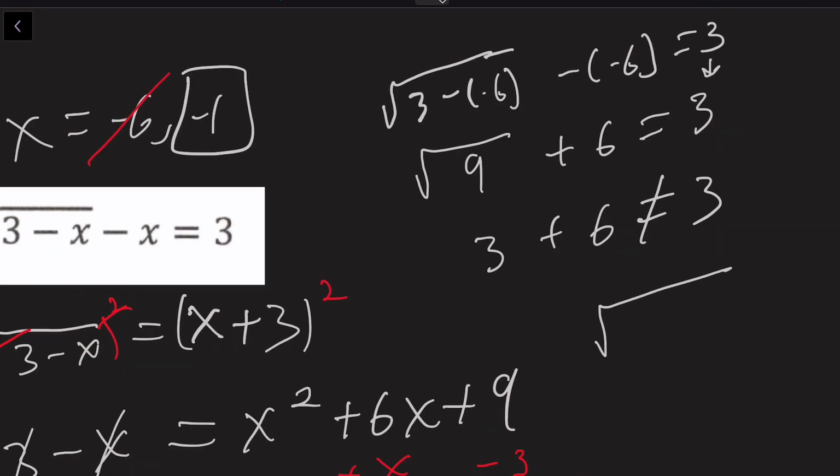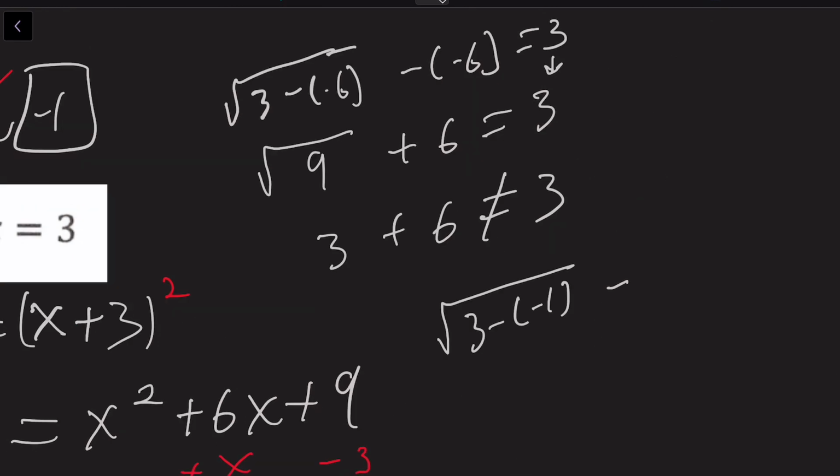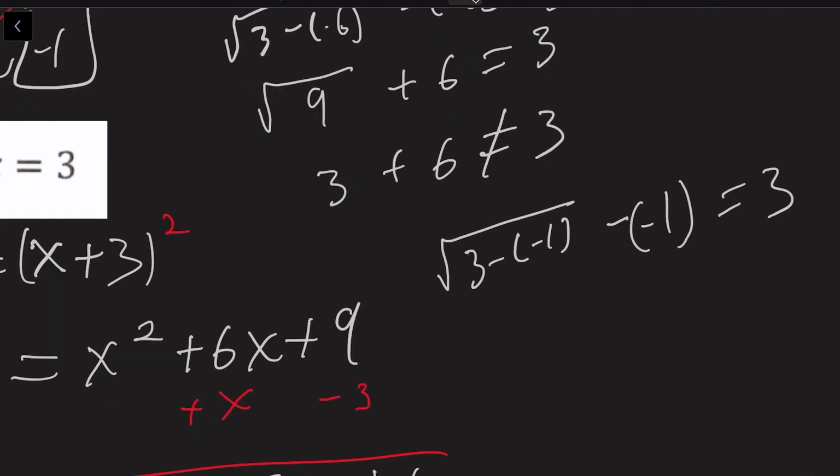Square root of 3 minus -1, minus -1 is equal to 3. Now 3 minus -1, that means our negative becomes a positive. So it becomes 3 plus 1. That's the square root of 3 plus 1 minus -1. That becomes a positive as well. So plus 1 is equal to 3.